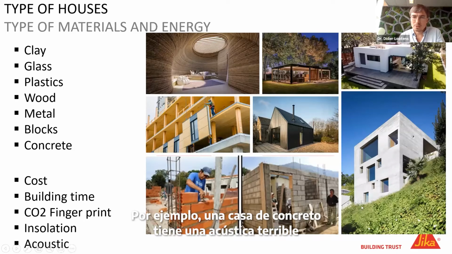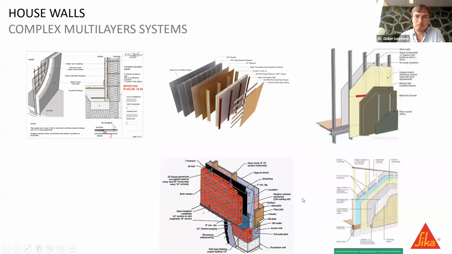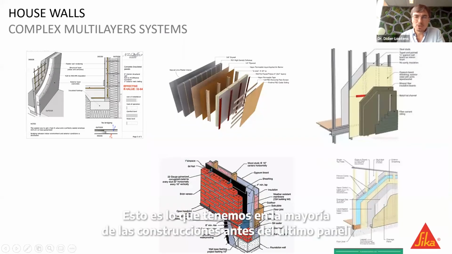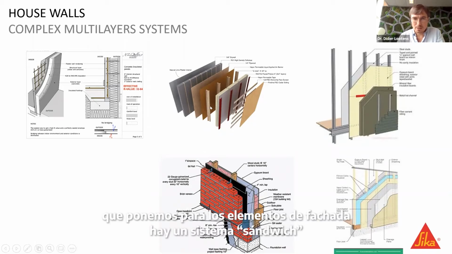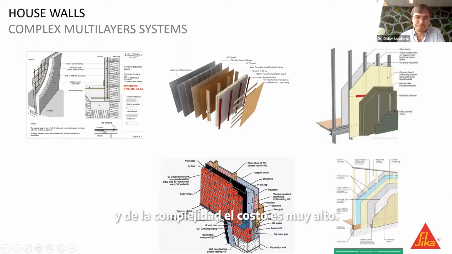For example, a concrete house has terrible acoustics or is not good for insulation, so we need to add more layers. So this is what we have in most of the constructions. And the last panel that we are putting for the facade elements, we have a sandwich system of different elements that has to be, most of the time, glued or fixed together. And that means that from an environmental, complexity and cost point of view, it's very high.